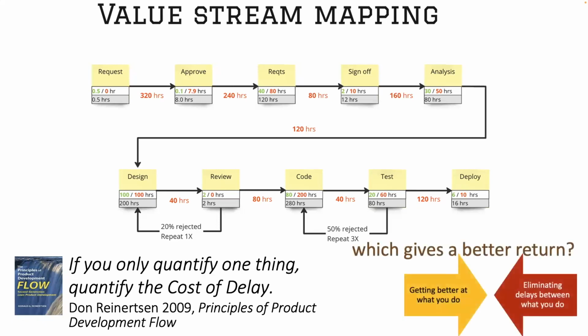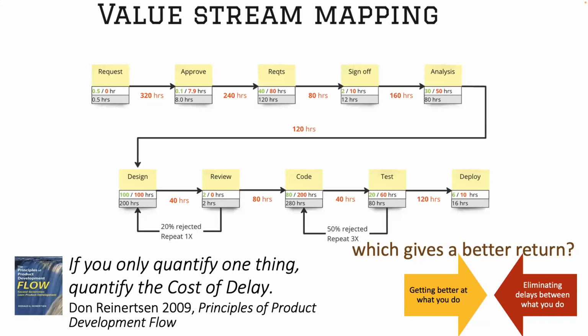It's a brilliant article. But see, when you look at this, see what gives you a better return? Getting better at what you do. In other words, cutting that 80 down to 40, or cutting that 200 down to 100. See, this is the big insight also of value stream mapping. The idea is not to go faster in your work, but to cut out the delays between your work. I'm going to say that again. The idea is not to go faster in your work, but to cut out the delays between your work.